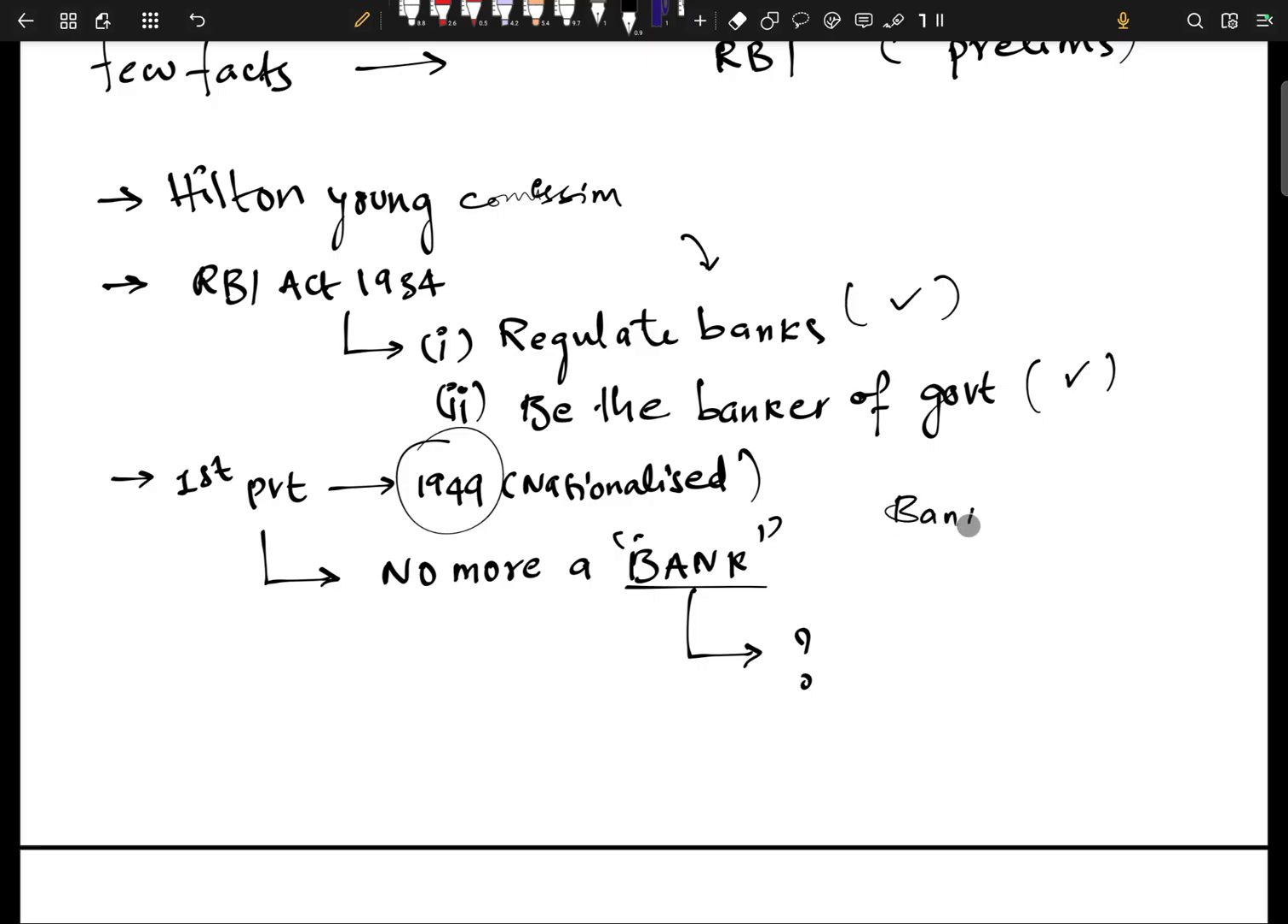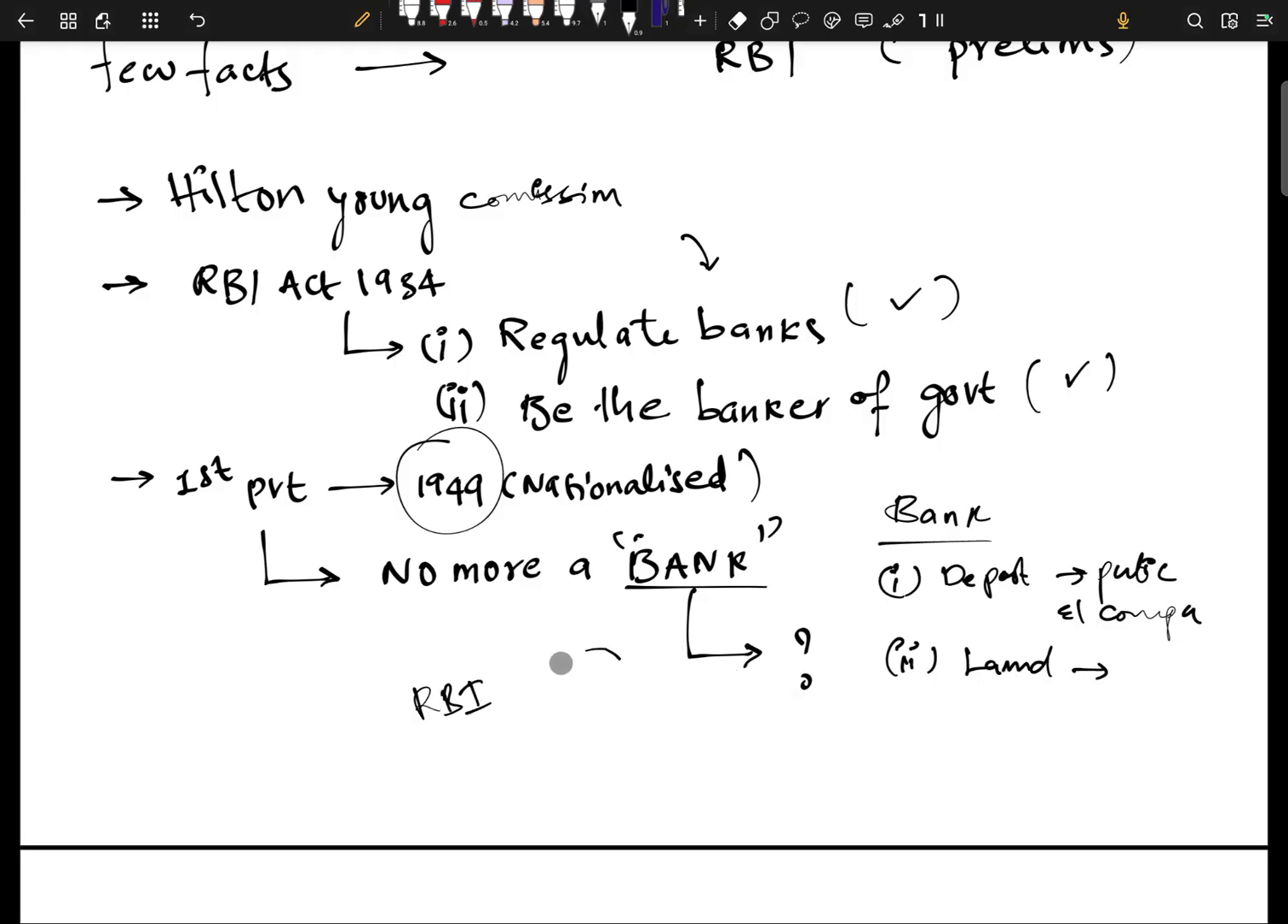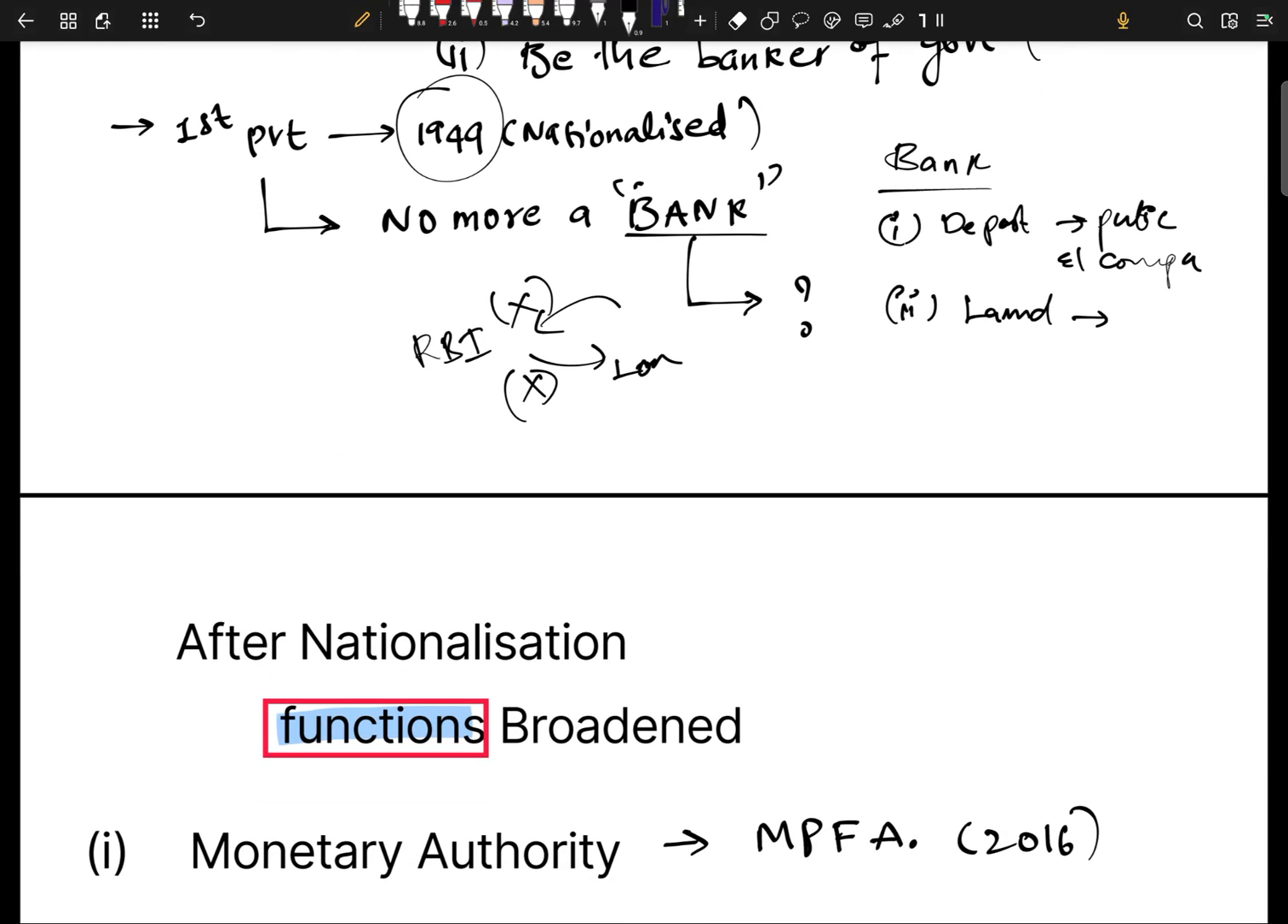What is a bank in the first place? A bank is an institute that accepts deposits from the public, that is the common people, you and me, and the companies. It also gives loans to the common people and the companies. Today, RBI doesn't accept deposits from common people, nor does it give loans to the common people. So what does RBI do?